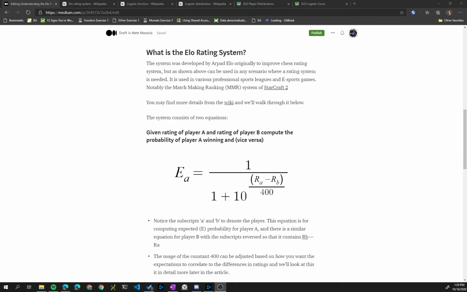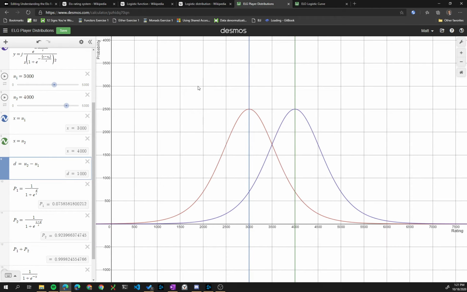Hi, in this video we're going to try to understand this first equation in more detail. We have given a rating of player A and a rating of player B. What is the expected probability of winning for player A? And we'll look at this scale factor of 400 and the base 10, how they affect probabilities. We're going to use this online graphing calculator tool called Desmos, which is pretty cool.